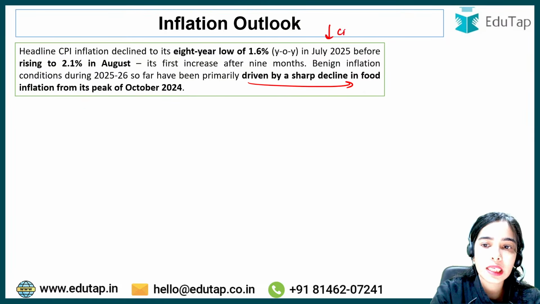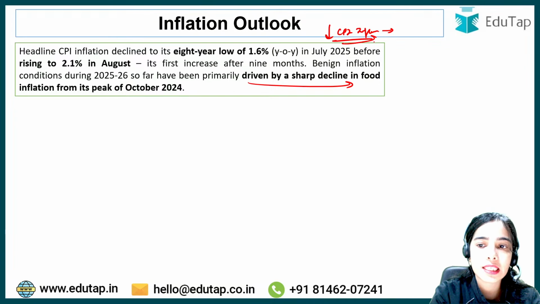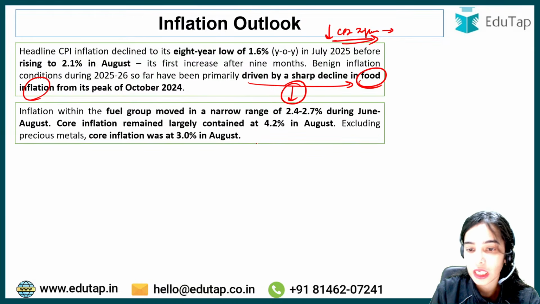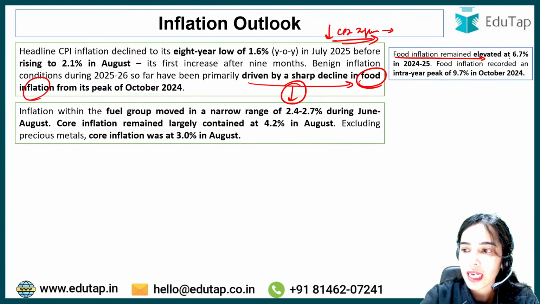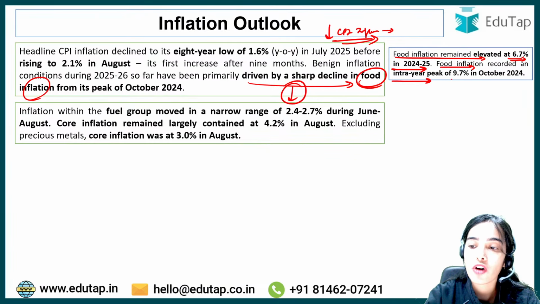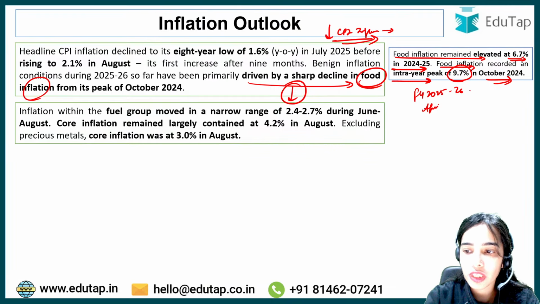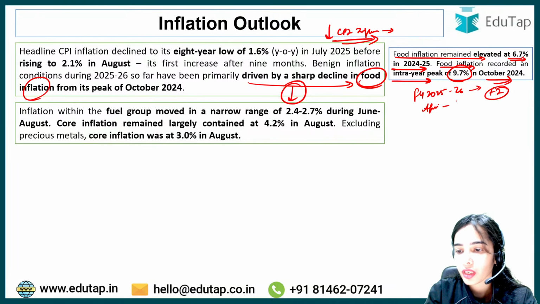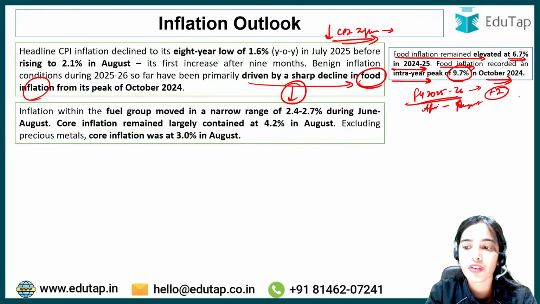So why is the inflation decreasing? Why is the consumer price index inflation decreasing? This is because of the decline in food inflation. Food inflation remained elevated at 6.7% in 2024-25. Food inflation recorded an intra-year peak of 9.7% in October 2024. But in financial year 2025-26, since the start of the year itself, food inflation started to decrease, and from April till August, in the first half of the financial year 2025-26, the CPI inflation has remained low.